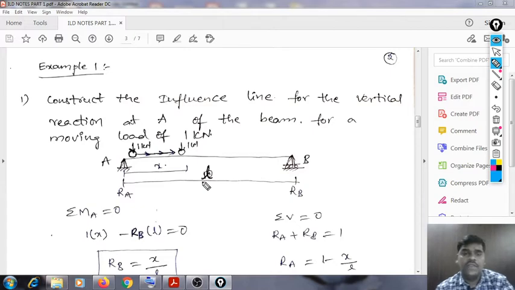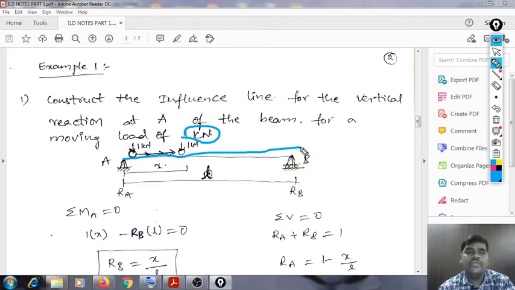The total length is L, and this X is the distance travelled by a unit load or a moving load of 1 kilonewton as given in the question. This 1 kilonewton load will move from A to B, right? So what is asked in the question is the influence line for the vertical reaction at A. But here let's do it for every other parameter too.